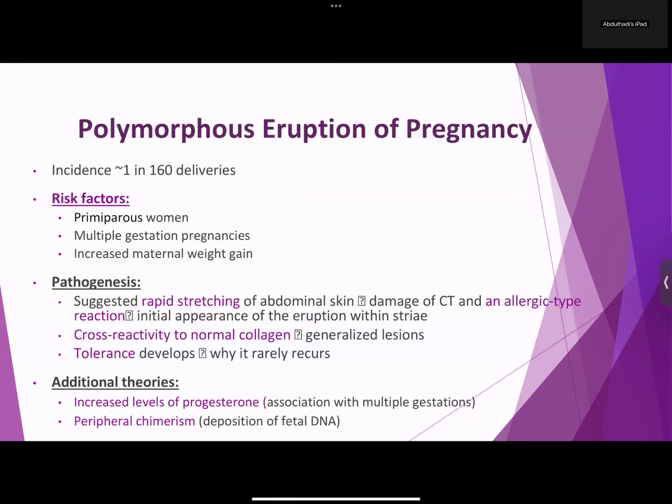So what do we need to know for the exam about polymorphic eruption of pregnancy? Number one, we have to know that it starts at the end of the pregnancy, almost like an allergic reaction to the breakdown in the collagen. And when it happens once, usually it doesn't happen again. It's safe for the mom, safe for the pregnancy, safe for the baby. Nothing will happen. It happens once and that's it. And you forget about it. It's not going to happen in the upcoming pregnancies.